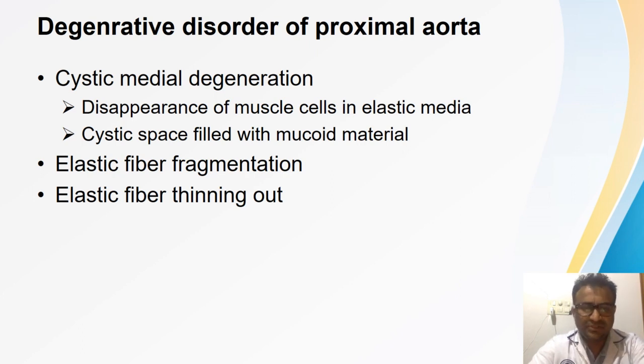As you know, the aortic wall consists of three layers: intima, media, and adventitia. Intima is the thinnest and innermost layer of the aorta. Media is the middle and thickest layer of the aortic wall, and the adventitia is fibrous in origin, the external-most part of the aortic wall. In cystic medial degeneration, the cystic space is filled with mucoid material. There is also elastic fiber fragmentation, as well as elastic fiber thinning out.